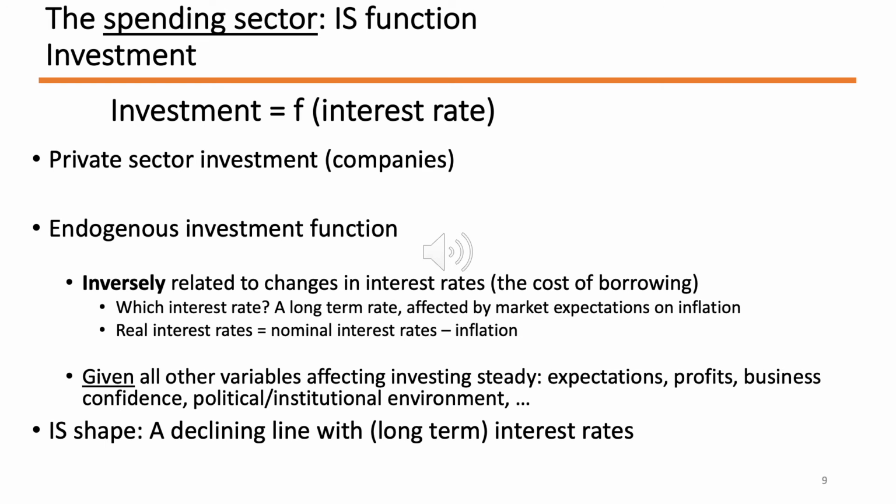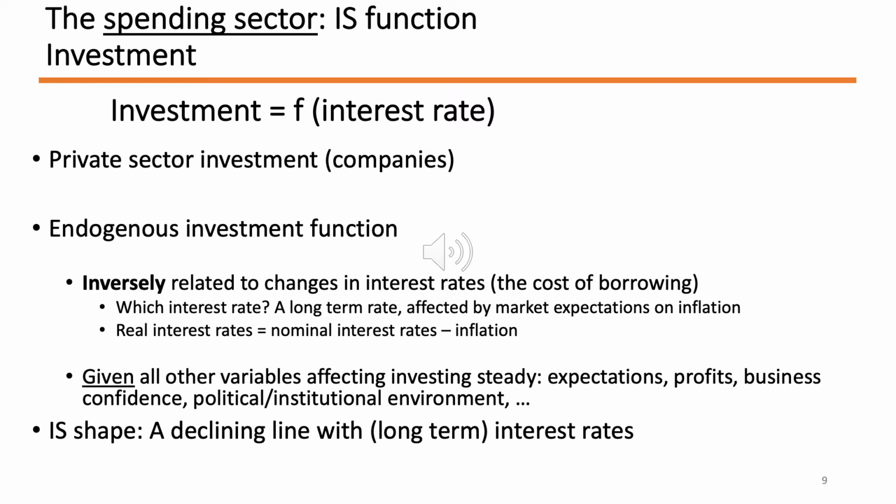Let's start with the description of the model in more detail. So, starting with the spending sector of the economy, represented by the IS function, we will start by introducing investment and savings. Investment is here private investment, so it's the private sector investment made by corporations, by companies, which is going to be a function of interest rates, ceteris paribus, of course.